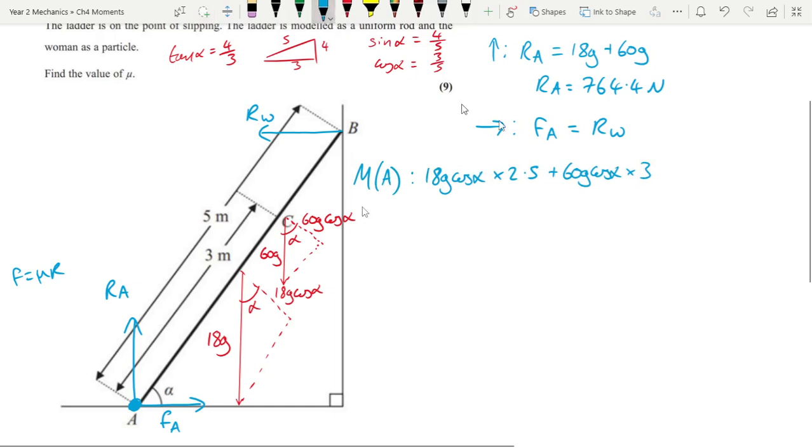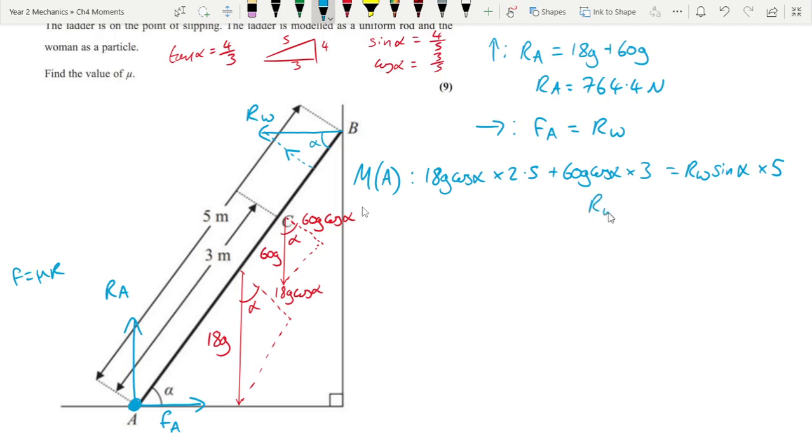That must be equal and opposite to the moment caused by this force. Remember, we want the perpendicular component here. This must be alpha as well because it's an alternate angle. So it's going to be RW sine alpha times a distance of 5 meters away. Okay. Now we know what cos alpha is. We know what sine alpha is. 4/5 and 3/5 up here. So we can stick those values in.